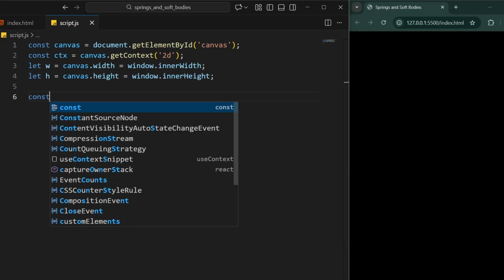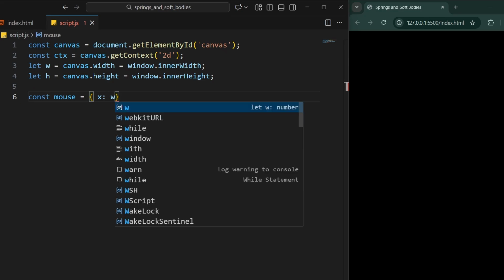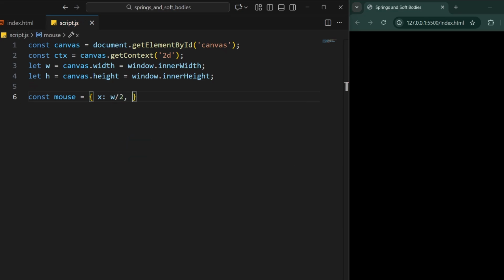We need a mouse anchor and a single particle. This will be our Spider-Man at the end of a web line. And this mouse position is going to become our anchor point, like the wall where the spring is attached or the building Spider-Man is swinging from. So even though it's just coordinates, conceptually this is the fixed end of our tether.